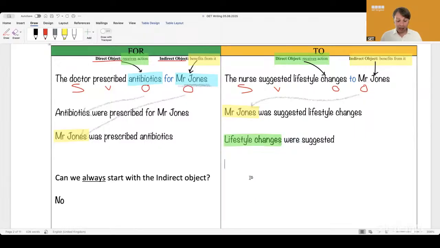Now, I'm going to ask you guys again. Can we always start with the indirect object with to?